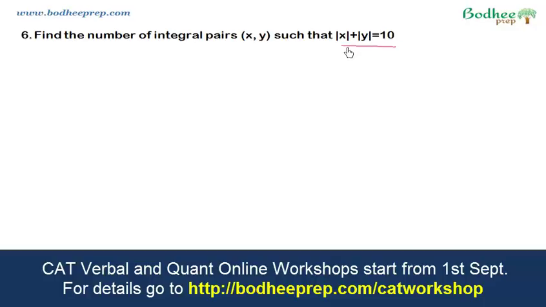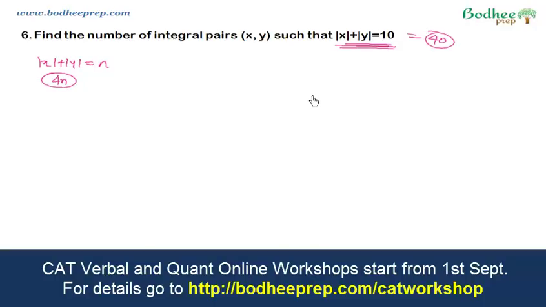Again for such a question we have a shortcut, and that shortcut is that if mod of x plus mod of y is equal to n, then the number of solutions is given by 4n directly. So the answer for this question is 40. Let me just solve this question in a conceptual way so that you can also understand the process and approach.